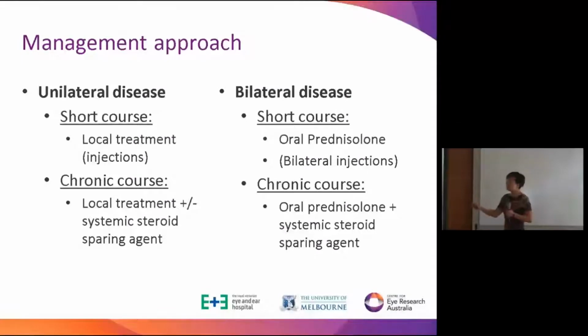All right, so the management approach, as I said to you before, depends on how the patient is presented to you. Unilateral disease is quite different to bilateral disease. Unilateral disease, short-term, local treatment is just fine, okay? Long-term treatment, though, you may combine the local treatment with a systemic steroid-sparing treatment. Bilateral disease, I'm less likely to inject, okay? A lot of patients don't like bilateral steroid injections because of the floaties and things. And that's when you talk about oral prednisolone. And if it's chronic, that's when you combine it with a systemic sparing agent.